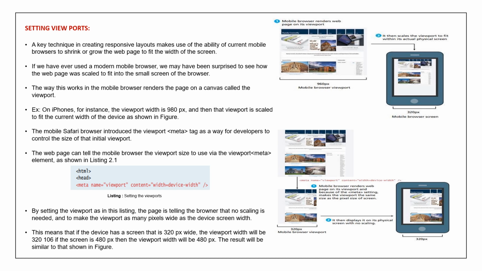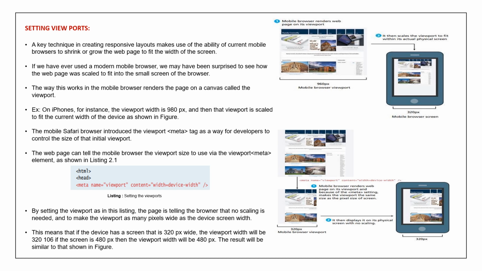Setting viewports. A key technique in creating responsive layouts makes use of the ability of current mobile browsers to shrink or to grow the web page to fit the width of the screen. If we have ever used a modern mobile browser, we may have been surprised to see how web pages were scaled to fit into the small screen of the browser. The way this works is that the mobile browser renders the page on a canvas called the viewport. For example, on iPhones the viewport width is 980 pixels, and then that viewport is scaled to fit the current width of the device, as shown in the figure.